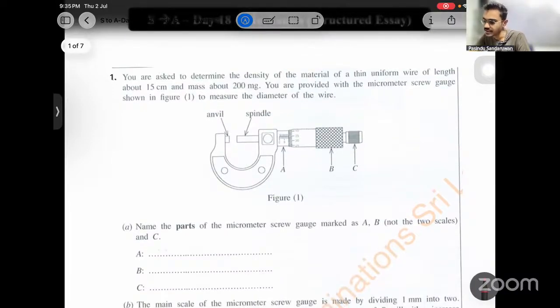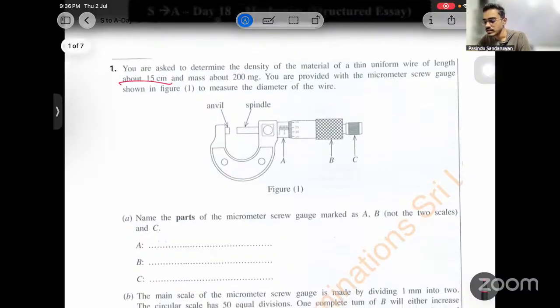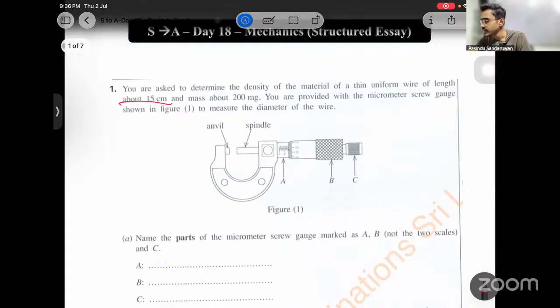You are asked to determine the density of the material of a thin uniform wire of length about 15 centimeters. That is important, because when we are asked to find the device to be used to measure lengths, 15 centimeters is needed, and mass about 200 milligrams. You are provided with the micrometer screw gauge shown in figure 1 to measure the diameter of the wire.